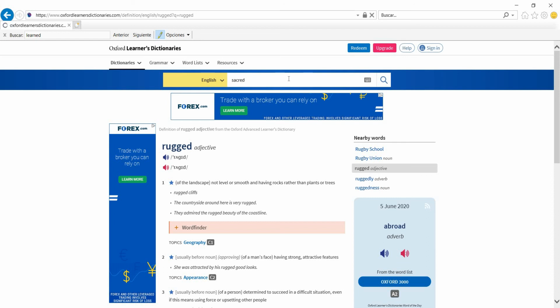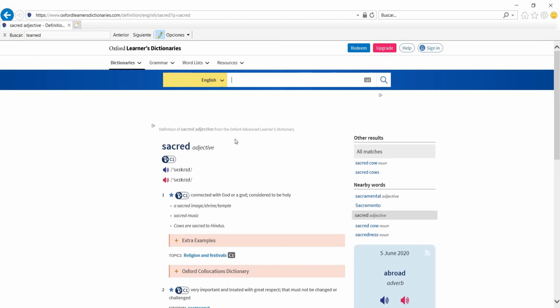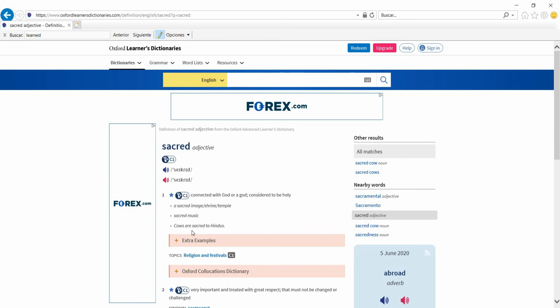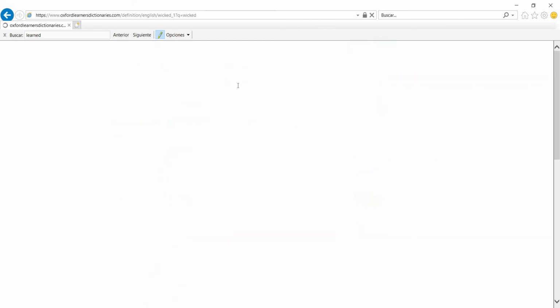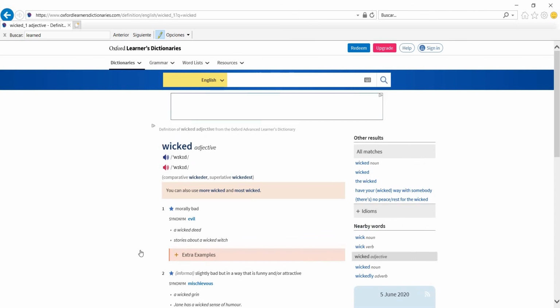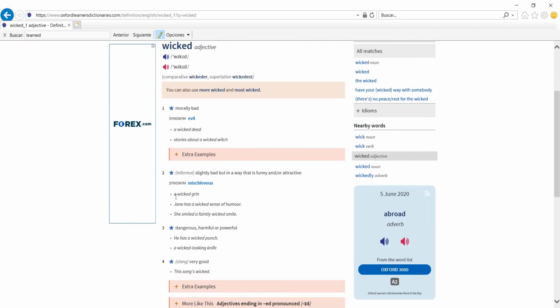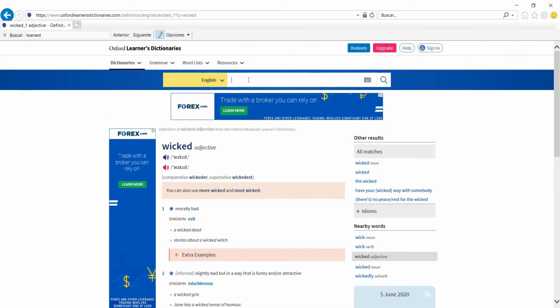Sacred. So sacred, right? A sacred image, a sacred shrine, temple, music. I have the examples from here. Cows are sacred to Hindus, etc. Wicked. Wicked, right? So morally bad, so evil, wicked deed, wicked witch. But also mischievous, as in wicked grin, right? Wicked sense of humor, wicked smile, so mischievous. Can also be dangerous, like wicked punch, wicked looking knife. Very good. Songs, Wicked. Wicked has many, many meanings, and it is wicked, the pronunciation, right?